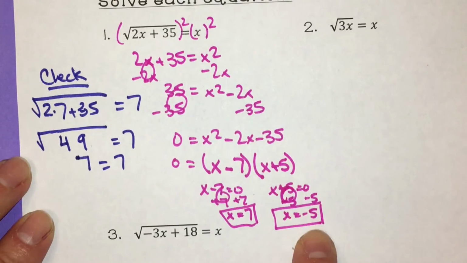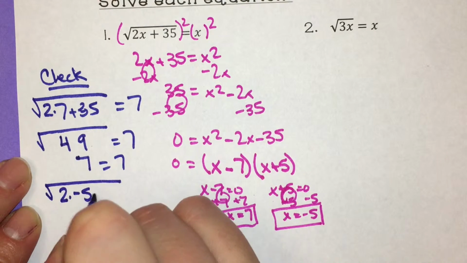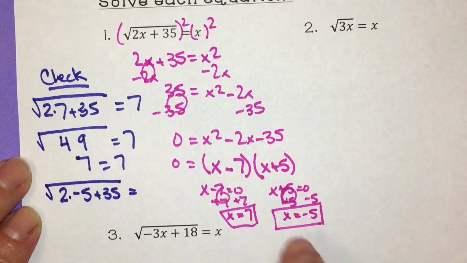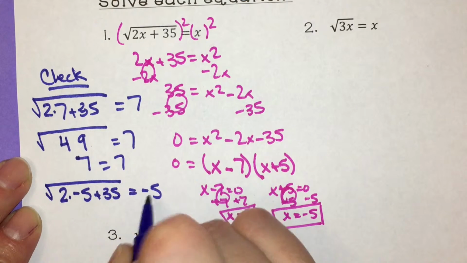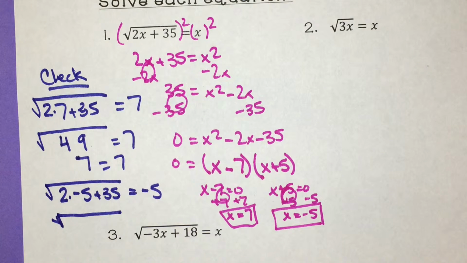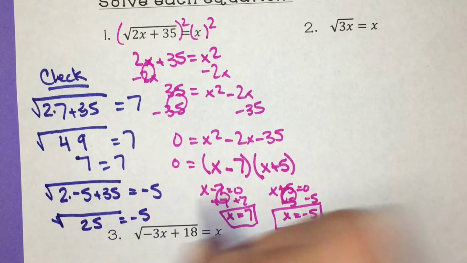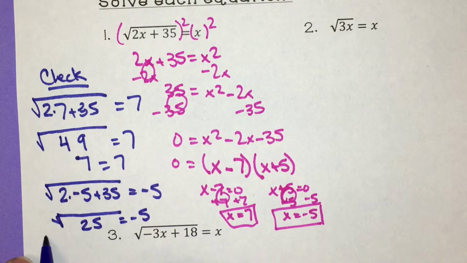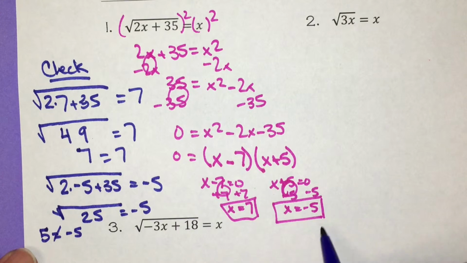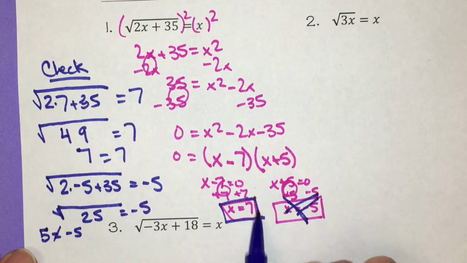Go back, plug in negative 5. We have the square root of 2 times negative 5 plus 35 is equal to negative 5. 2 times negative 5 is negative 10. Negative 10 plus 35 is 25. Should equal negative 5. Square root of 25 is 5, which does not equal negative 5, so this is not an answer. I only have one answer that is correct.